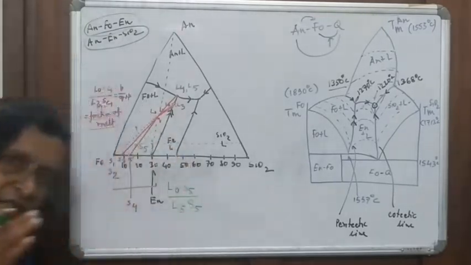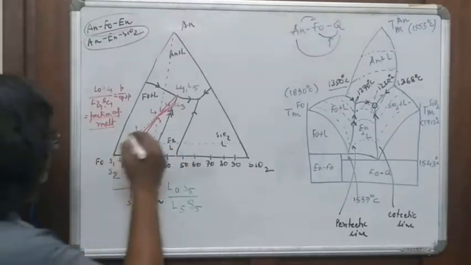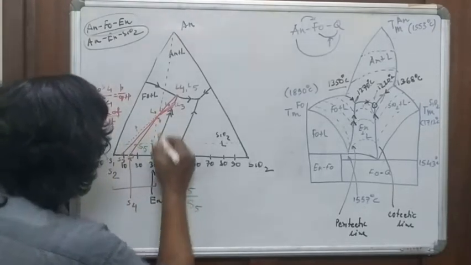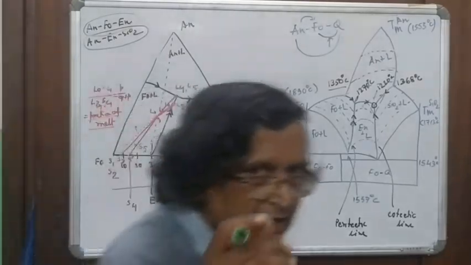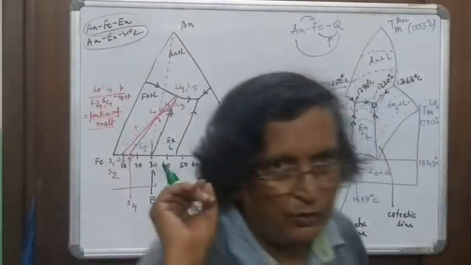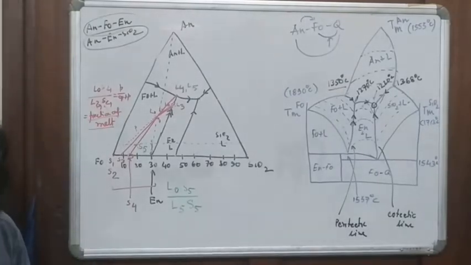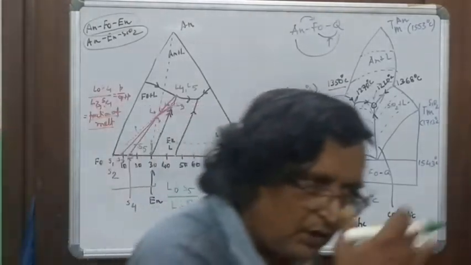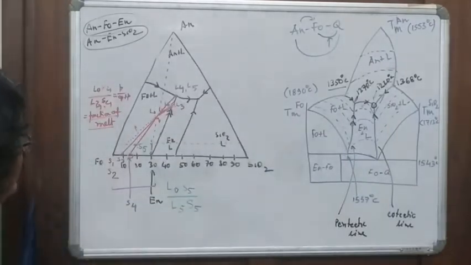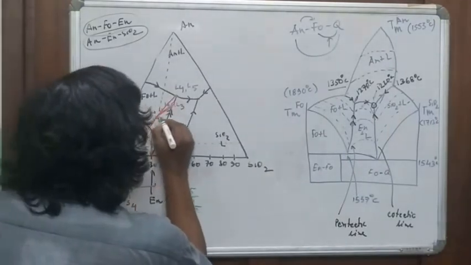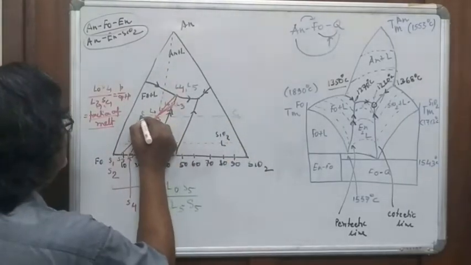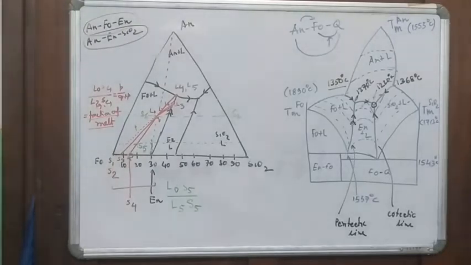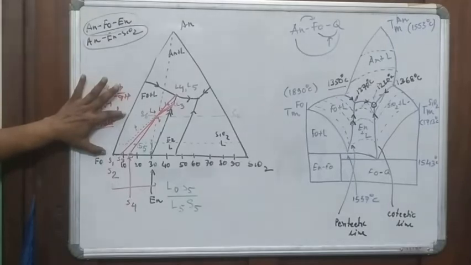So when will the crystallization stop? When S5 will move to L0. Then Q will be equal to 0. So the fraction of melt will be equal to 0. And then the solid will have this composition. This is S6. Have you understood? This is the amount of anorthite.